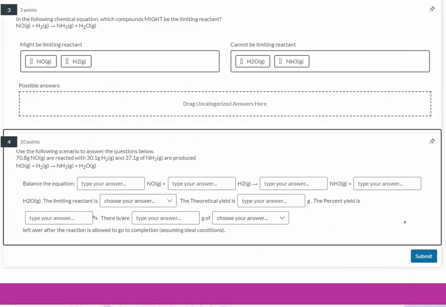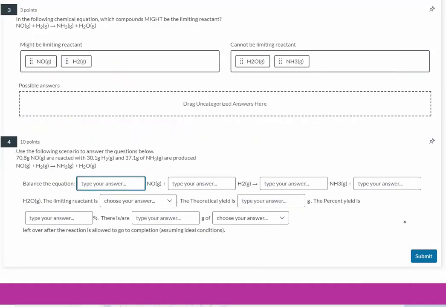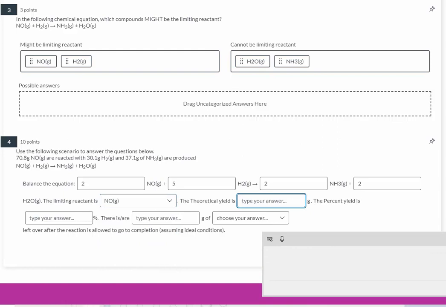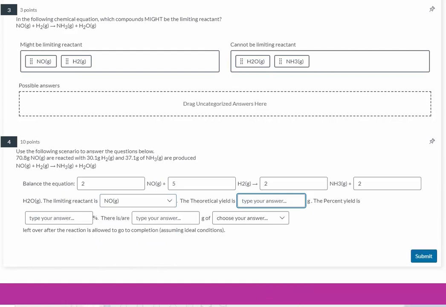I'm just going to show you how these go in before we do the last part. So this would be 2, 5, 2, and 2. The limiting reactant, oh, we have a drop down. Isn't that convenient? Would be NO. The theoretical yield is then 40.2. I typed 5. And the percent yield is 92.3.